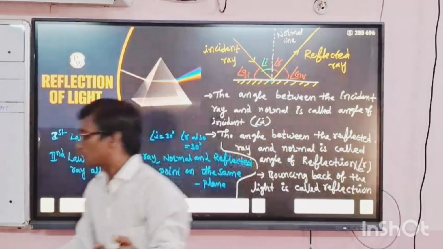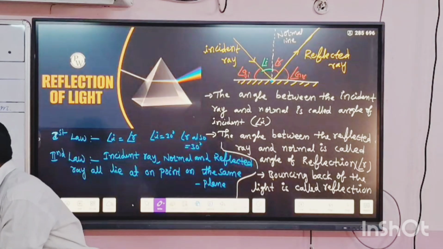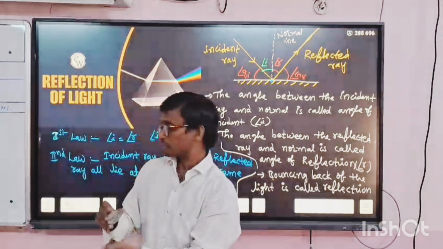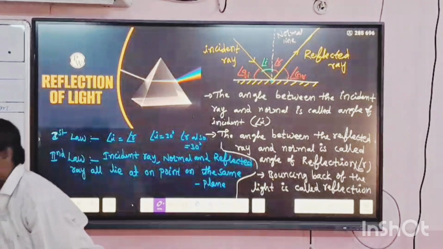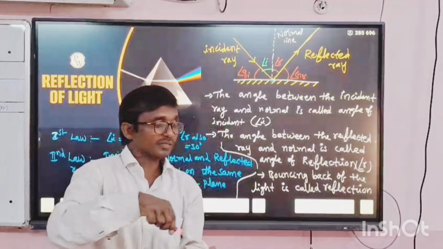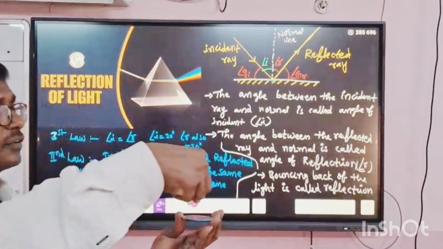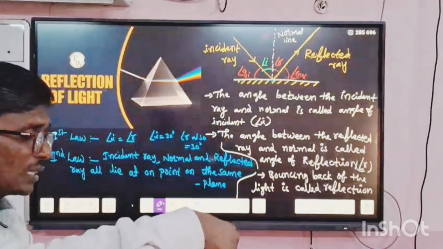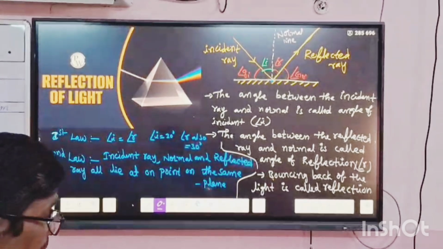One more mirror I will show, the convex mirror. This is a convex mirror. Now observe this concave mirror; it acts as a converging mirror. The light rays converge, all the rays coming from that.